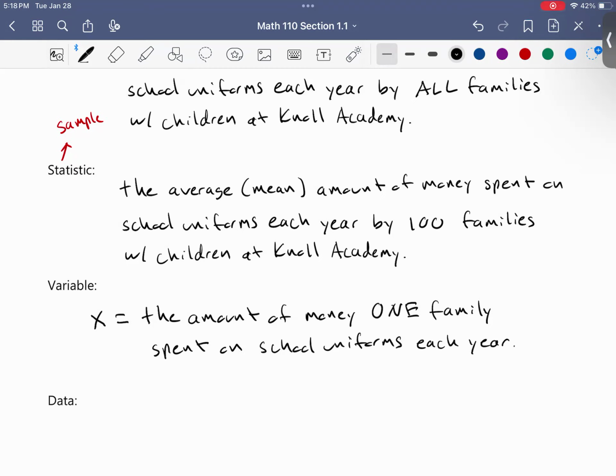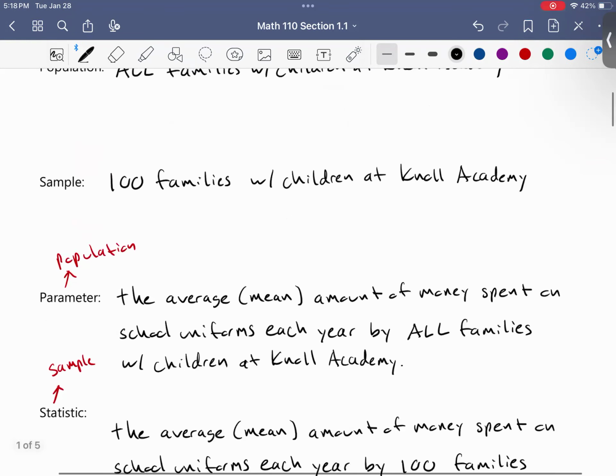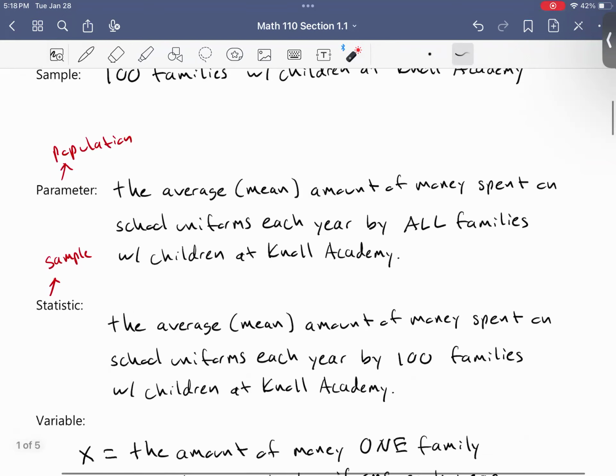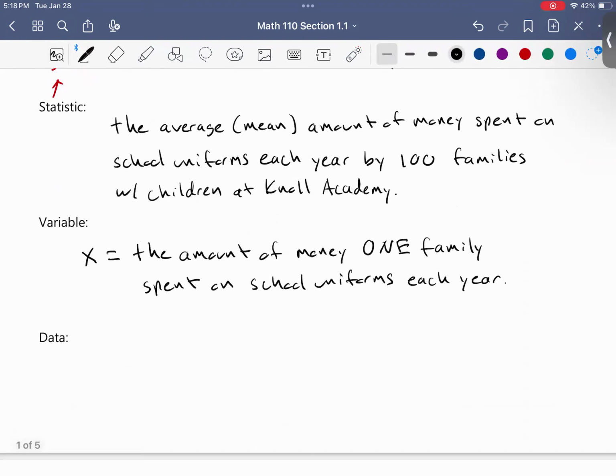Okay. And lastly is data. So data in this question, we're given a couple of data pieces from three families, and that would be 65, 75, and 95. So data is going to be 65, 75, and 95.